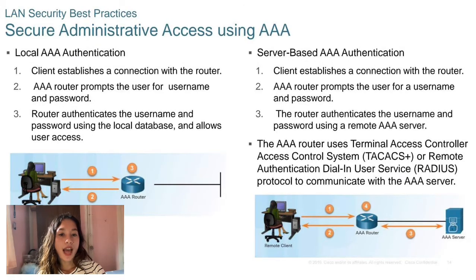Secure administrative access using AAA, or authentication, authorization, and accounting. In local AAA authentication, the client establishes a connection with the router, and the same with server-based AAA authentication. In local AAA authentication, the AAA router prompts the user for username and password, and the same also with server-based AAA authentication. The router authenticates the username and password using the local database and allows user access.